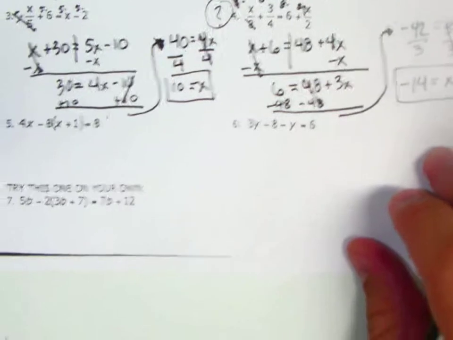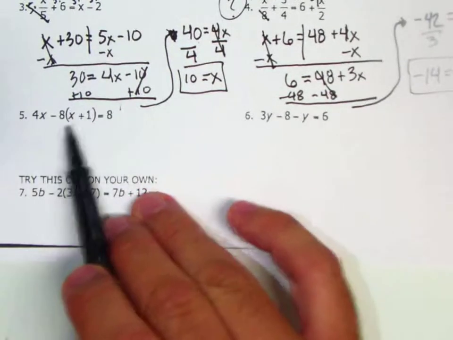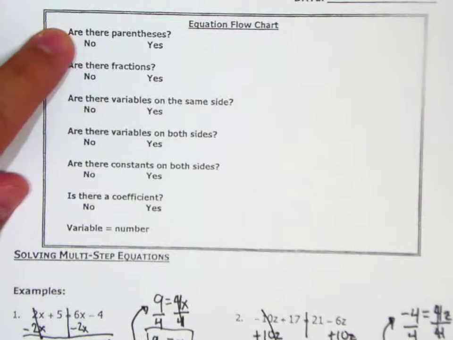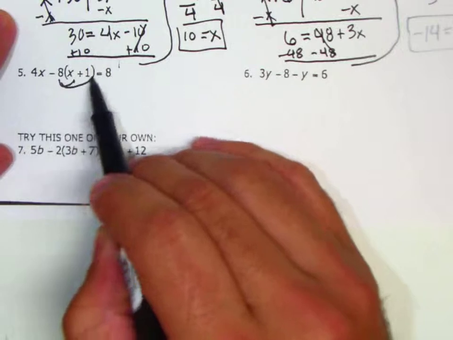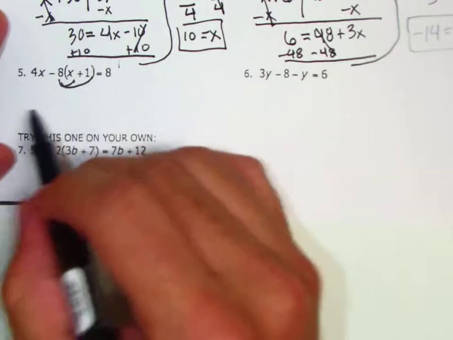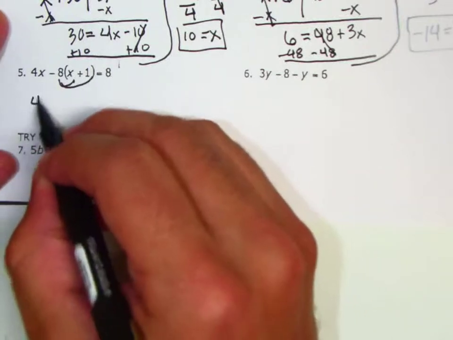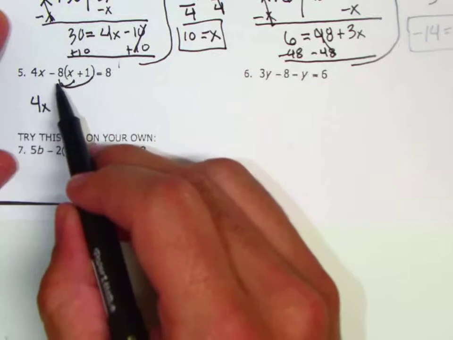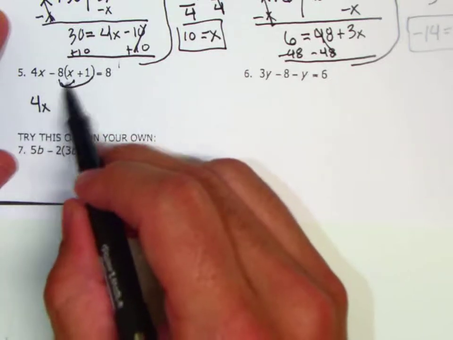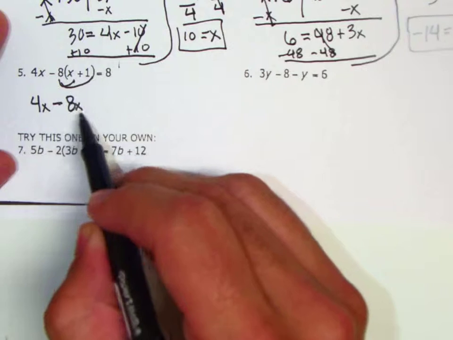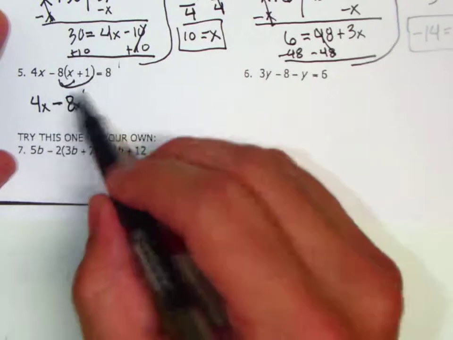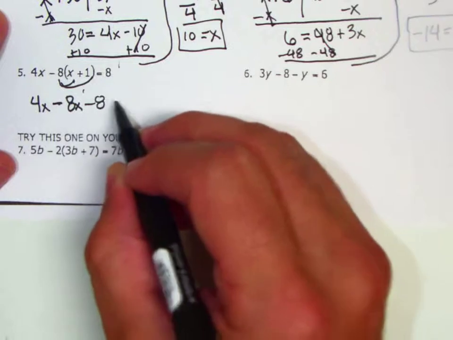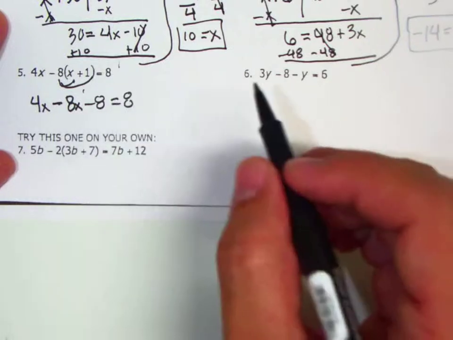So as we move down here, these are more review problems. You have parentheses. Remember, let's go back up to the top. Remember what it said here. Are there parentheses? You need to deal with that first. So here you have a set of parentheses. So this needs to be distributed. The 4x, nothing happens to the 4x, so the 4x just comes down. But I have negative 8 times x, which is negative 8x. Don't forget, you need to distribute to the other one too. So negative 8 times 1 is negative 8. And then equals 8.